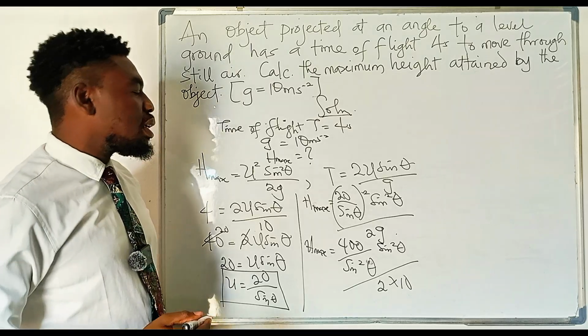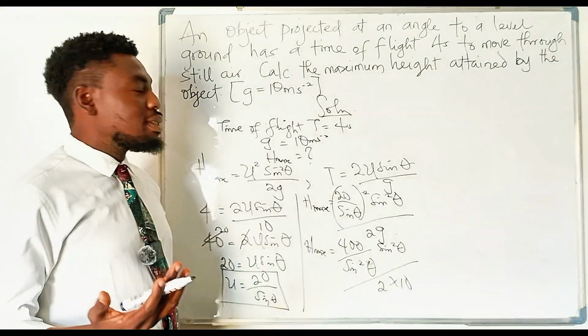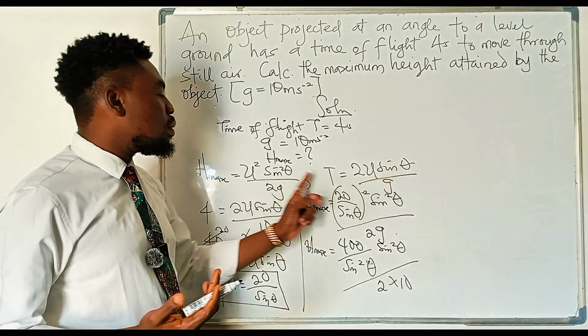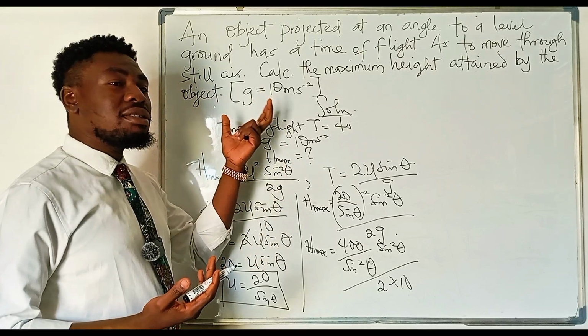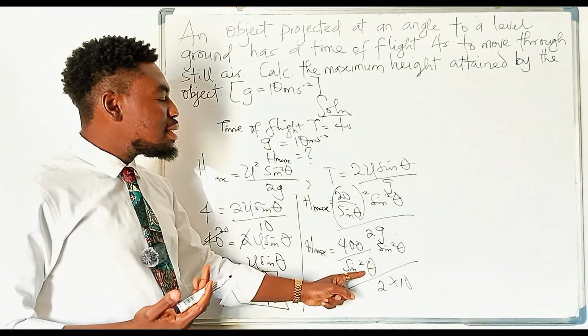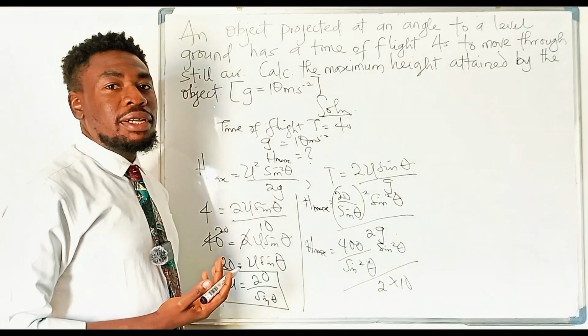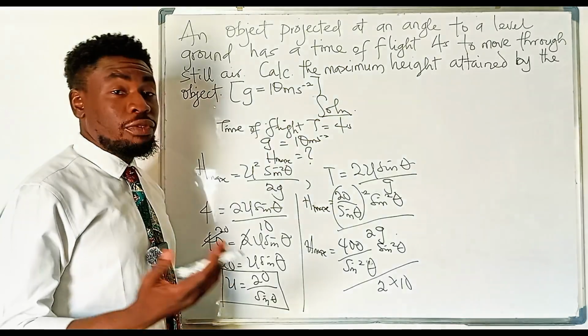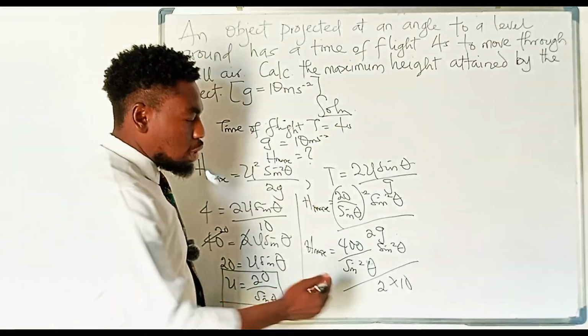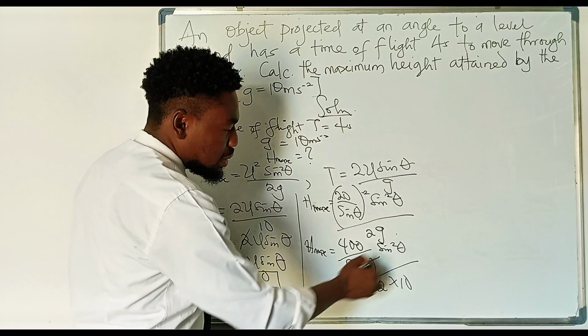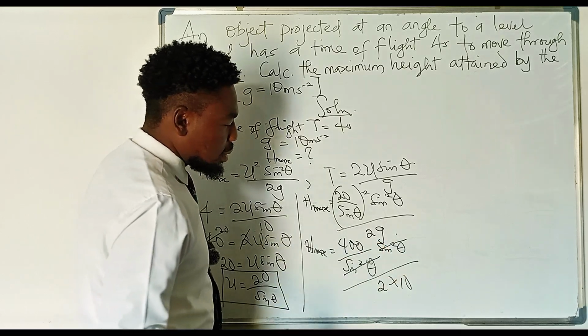So initially you might panic thinking that, we don't have theta, how am I going to solve this? But the people that set the question know that theta is supposed to cancel itself. That's why they did not give you theta. So if you don't know how to solve it, you begin to panic. So clearly here, what do we see? Sine square theta will cancel sine square theta.